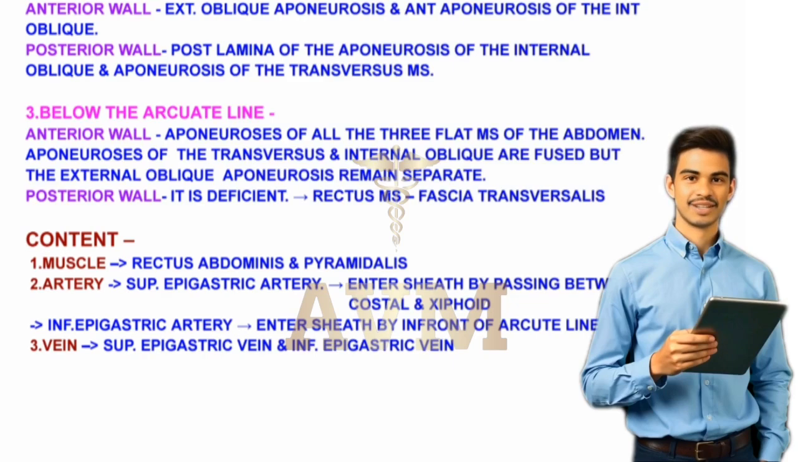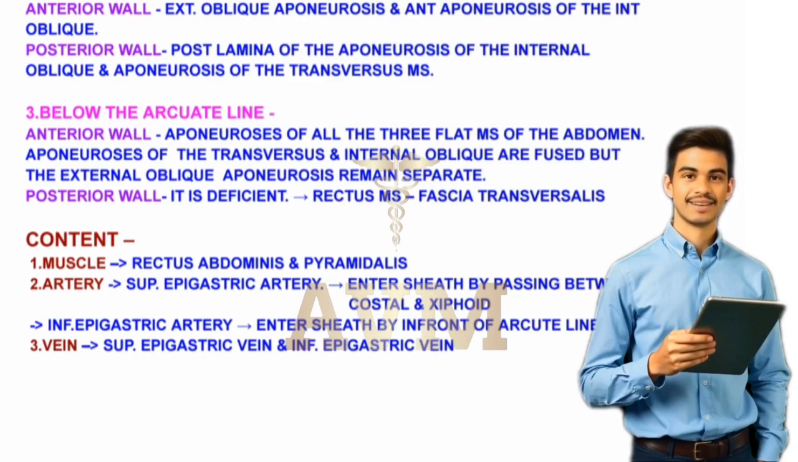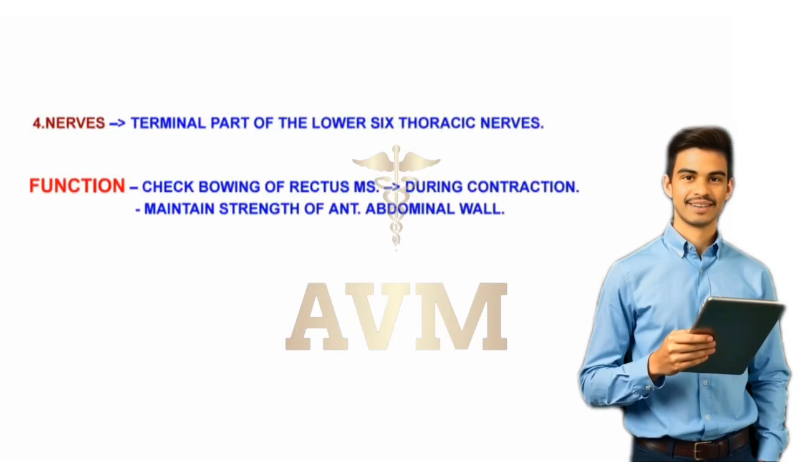Content: muscles, rectus abdominis and pyramidalis. Arteries: superior epigastric artery, entering the sheath by passing between the costal and xiphoid. Inferior epigastric artery, entering the sheath in front of the arcuate line. Veins: superior epigastric vein and inferior epigastric vein. Nerves: terminal part of the lower 6 thoracic nerves.